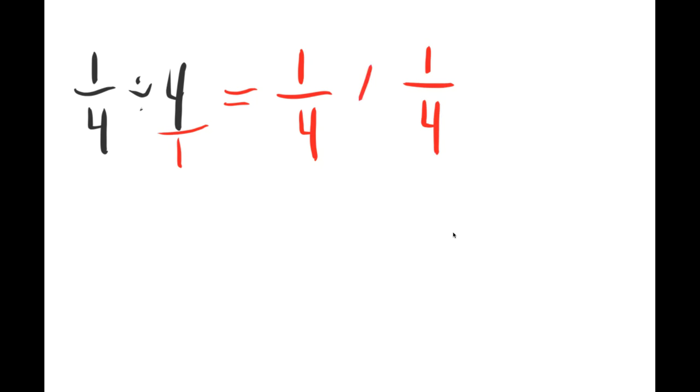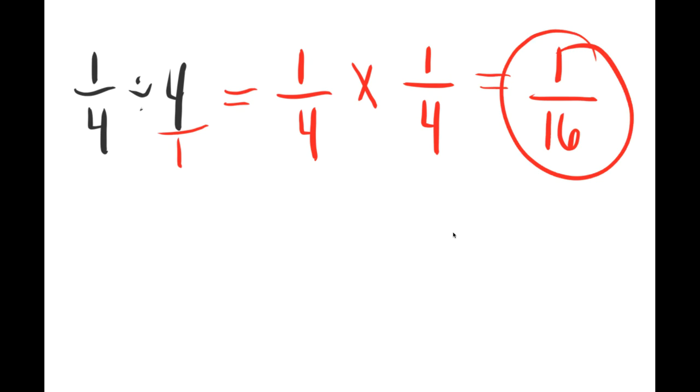Okay, 1 over 4 divided by 4. We're going to keep the first term. We're going to put our whole number over 1 and flip it. Then we're going to change our division sign to multiplication and solve. 1 times 1 is 1, all over 4 times 4 is 16.